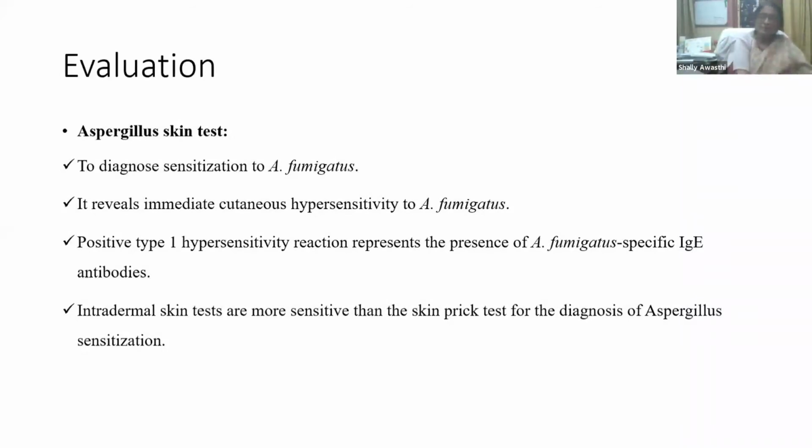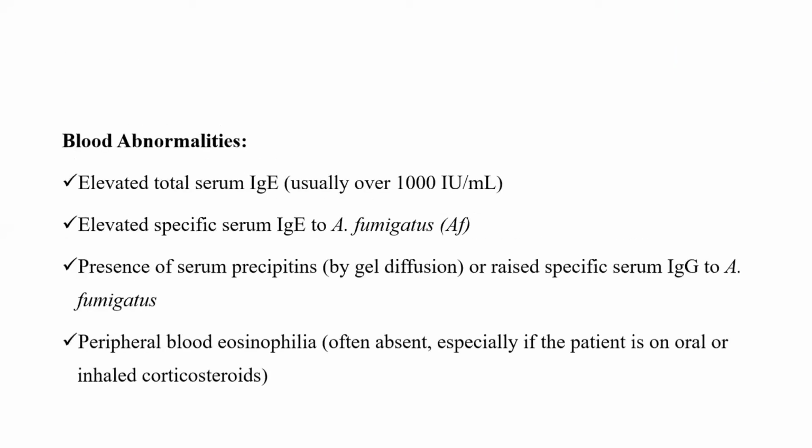On the other arm, we put a control with histamine, and within 20 minutes we take the reading, comparing the induration at the site where we have put the intradermal AF antigen. We get a recombinant panel of antigens, not only AF but Conidia and others, depending on the panel we have ordered. Now, intradermal skin tests are more sensitive than skin prick tests for diagnosis of Aspergillus sensitization.